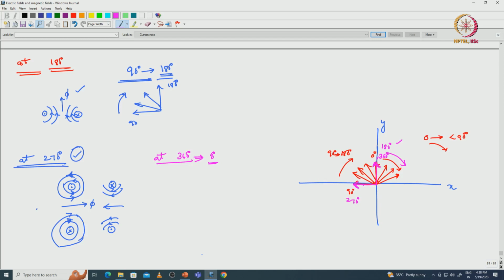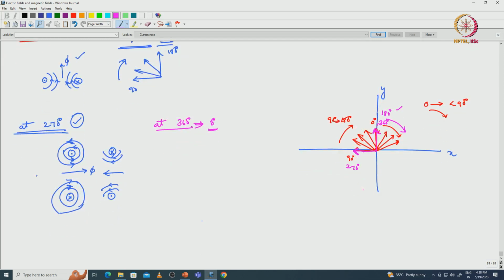If we look at the resultant flux, it is rotating within a 180 degree duration. It is rotating from here to here and then coming back from here to here, and again from here to here. Left to right and right to left, in that manner it is rotating. It is not rotating a complete 360 degrees, it is rotating within the 180 degree span.